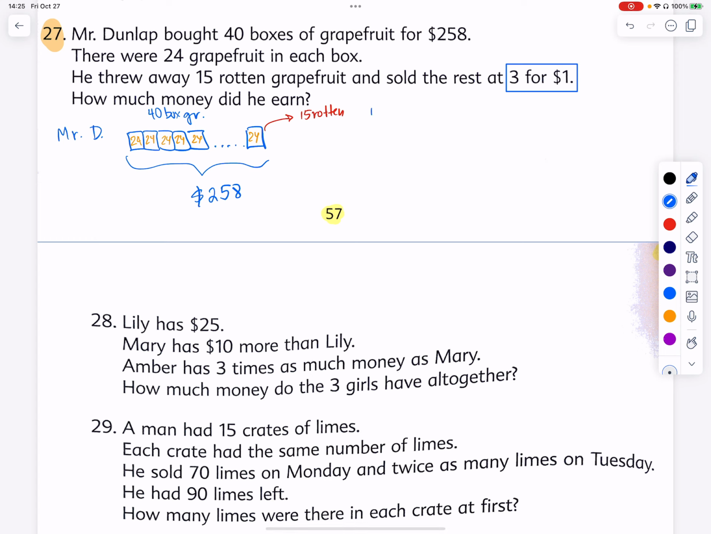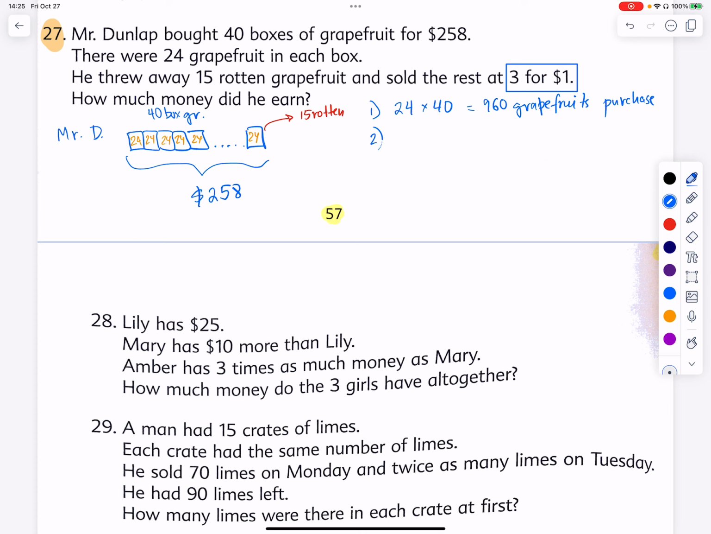What happened first? First, he went and shopped for 40 boxes. Altogether, 40 boxes at 24 grapefruits in each, times 40. Well, 24 times 4 is 96. 24 times 40, 960 grapefruits he bought. Bought, purchased, right? Multiple steps. He purchased 960 grapefruits.